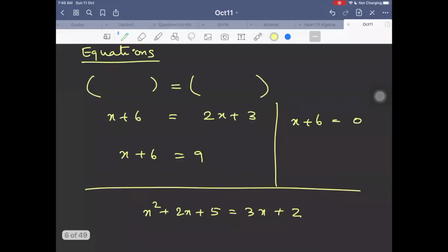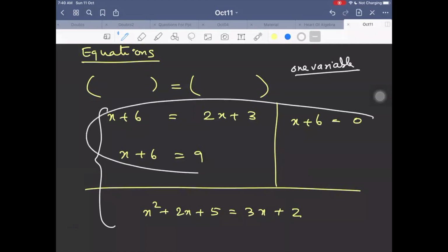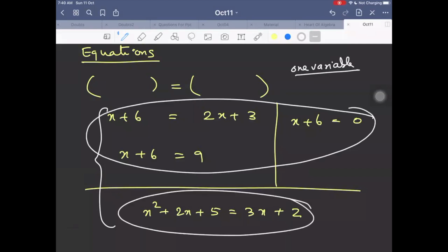So, just like we classified expressions, we can also classify equations. These are all equations in just one variable, the variable being x. Okay. And what do you think will be the difference between these kind of equations and this kind of equation? Can you tell me?